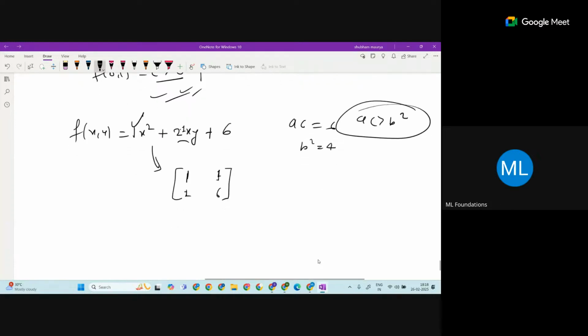Now, if we find the eigenvalue, we can quickly find it. This is going to be 6 minus 1, which is 5. And here the trace is 7. So trace is 7 and eigenvalue is 5. How can we write in this fashion?